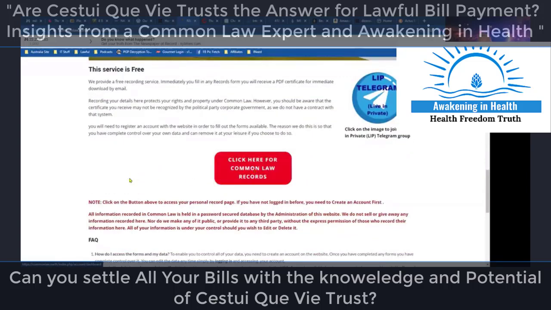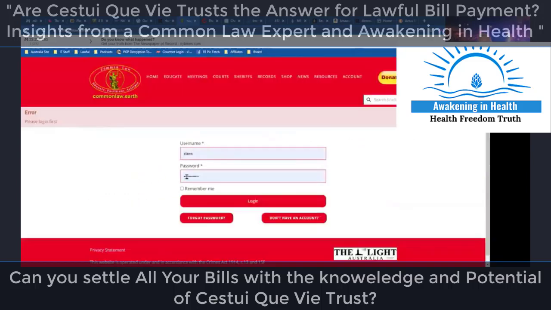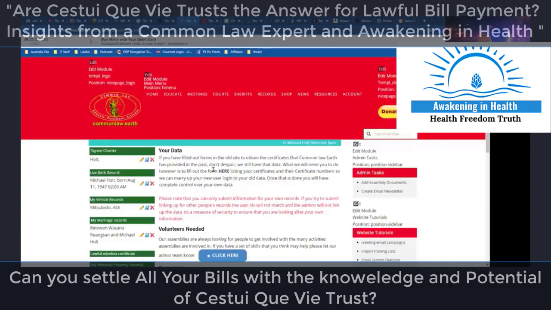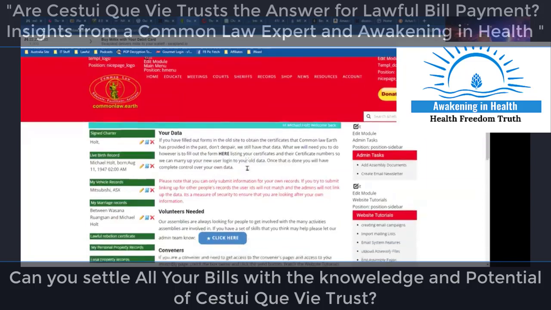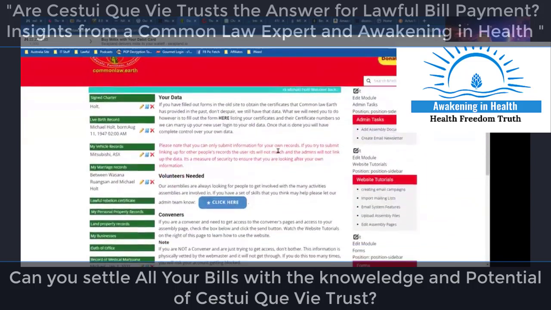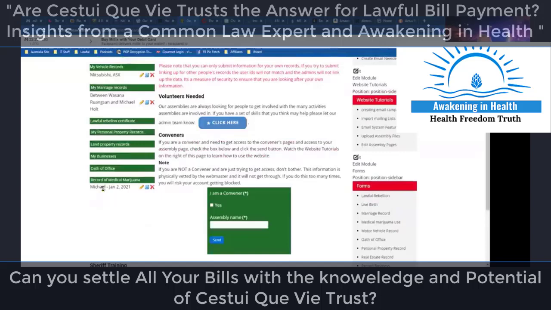Now, watch what happens if you haven't logged in. You have to log in. So once I log in, there is my personal account, my profile. And as you can see here, I've already signed a charter. I've got a live birth record, my vehicle, my marriage, and even my medical marijuana.